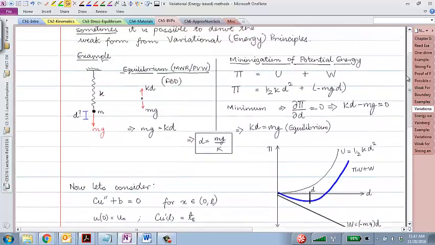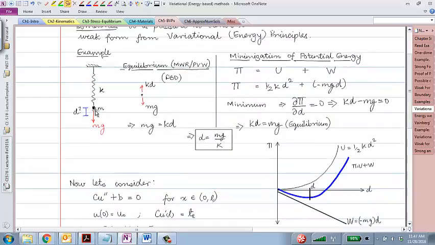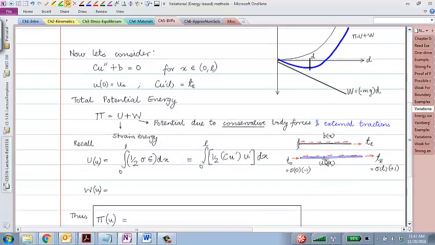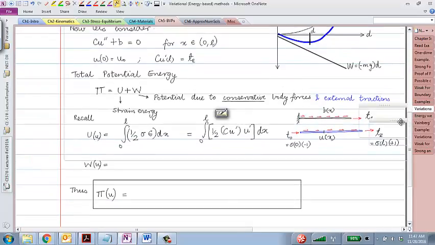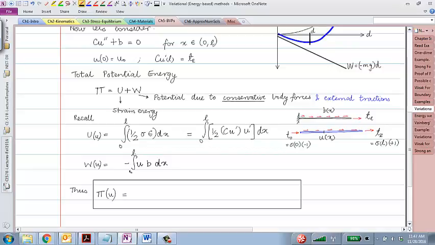Let's try to compare that with this guy. You remember we were moving the displacement down and the gravity is also pointing down. In that case, the potential decreased. That's why we had the minus sign, correct? What do you think would happen here? If I have displacement in this direction and body force is also pointing in that direction, you would have a decrease in potential, right? So you would write that as minus u times b dx, integral 0 to L. That would account for the change in potential due to all of the body forces.